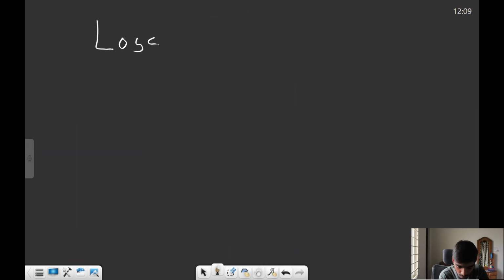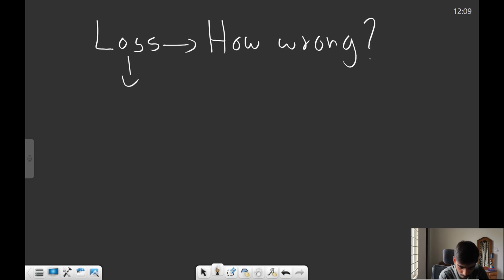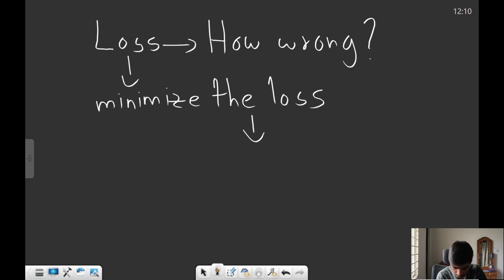Since the goal of the loss function is to calculate how wrong the model is, we need to minimize the loss so that it gets things less wrong, or is prone to fewer errors. So our goal is to minimize the loss value as much as possible during training by finding the right values of weight and bias. This is where gradient descent comes into the picture.